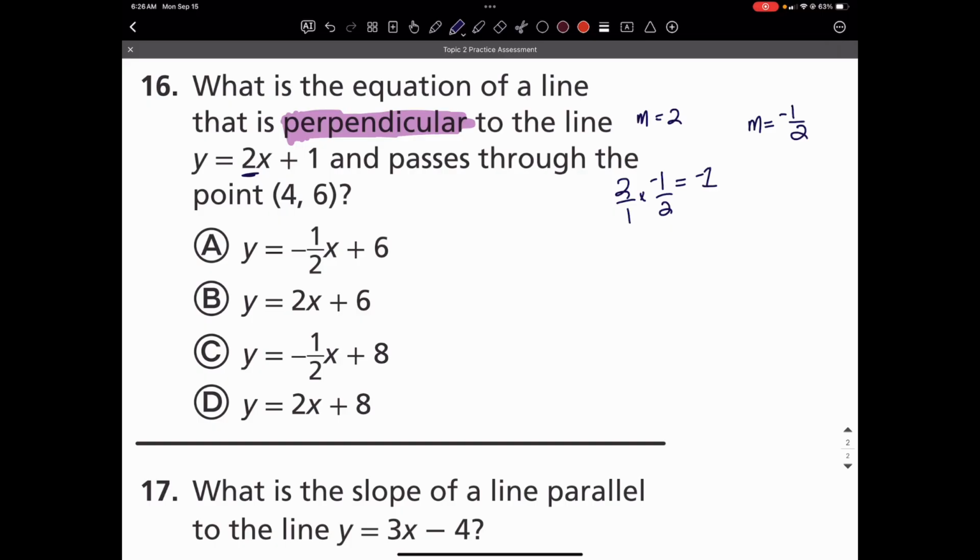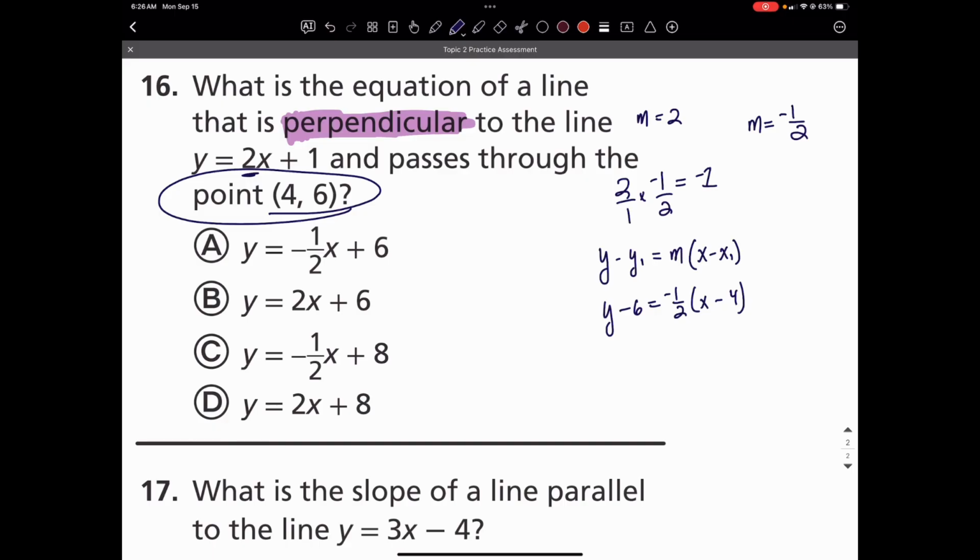Then, to find the equation of the line, we would use that point. We would do point slope form, which is y minus y1 equals m times x minus x1, right? That's point slope form. So plug those numbers in. y minus 6 equals -1/2 times x minus 4, okay? So then go ahead and work it out.